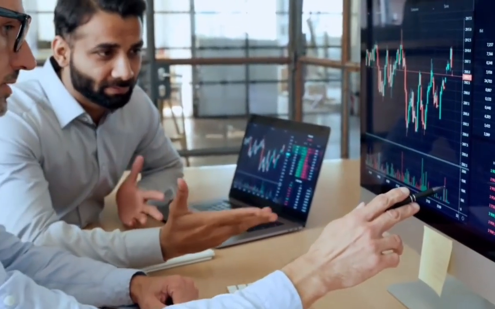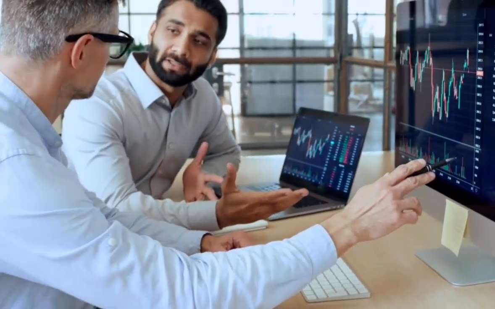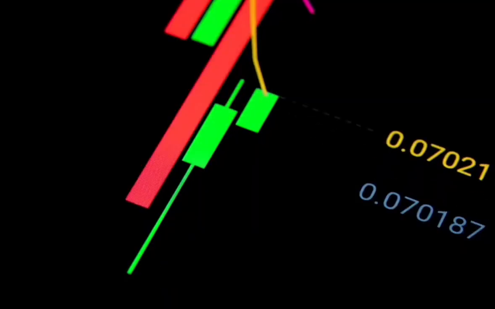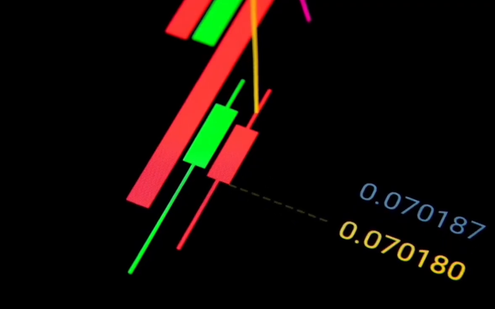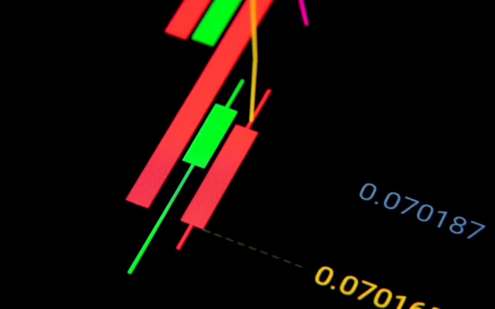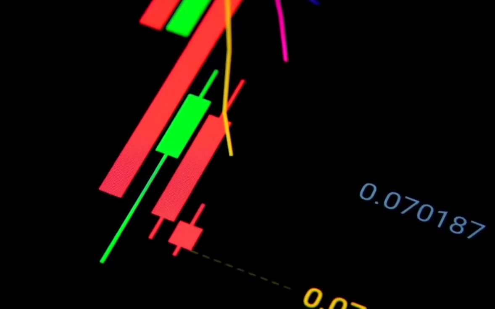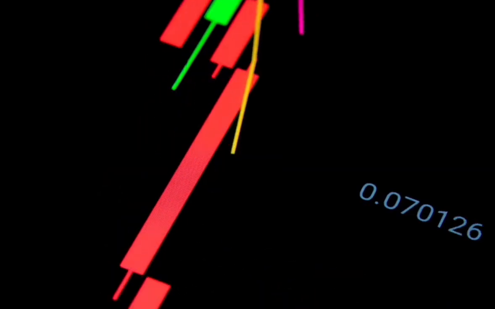Before I dive into all of this, what exactly is candlestick confirmation? Candlestick confirmation means waiting for a candle to close before entering the trade. It simply means waiting for candles to close before entering the trade.